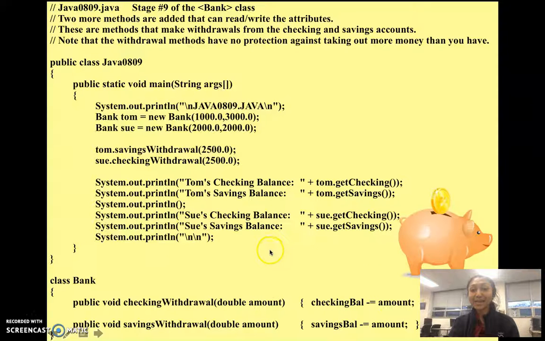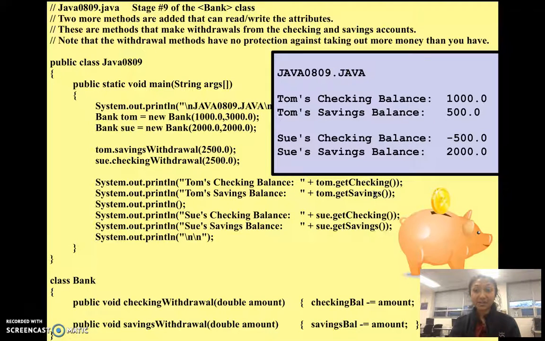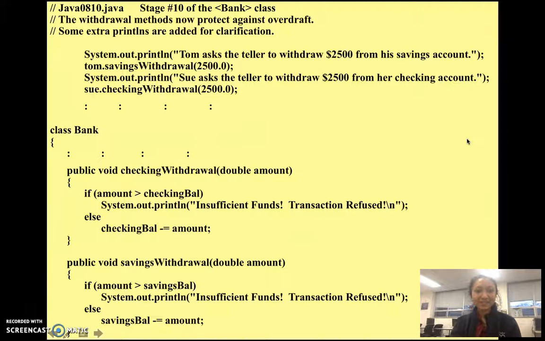But what they're trying to say is, hey, what if I try to withdraw as much as I want? There is no protection. Well, to get around that, and this is not something that happens in real life, right? We don't do that. So what you will do is actually add this protection. In a case like this, you can check if amount is greater than checkingBalance, that if you're trying to withdraw an amount greater than what your checking balance really is, print insufficient funds, transaction refused. And only else, if that's not the case, go ahead and reduce the amount. Likewise for the savings withdrawal.